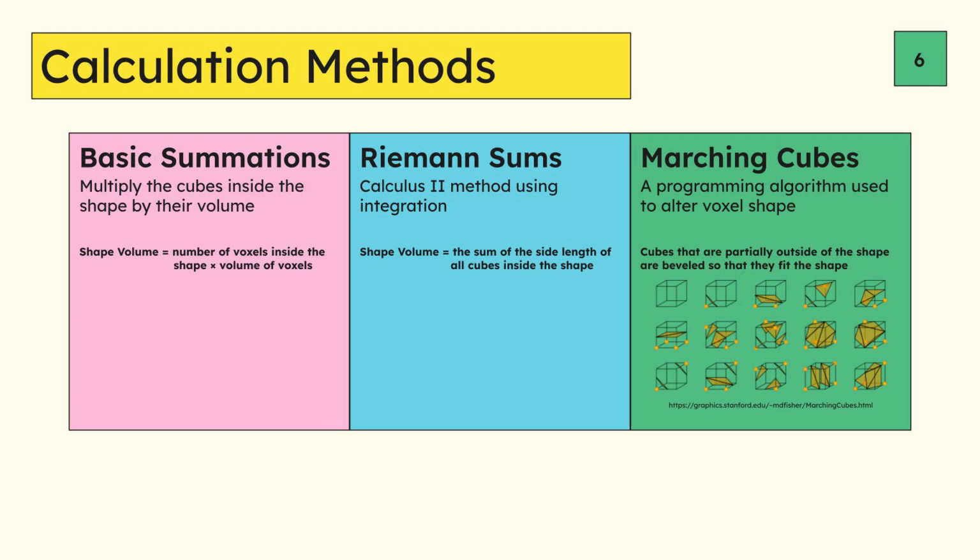To calculate the volume of an object in a voxel model, we count the filled cubes and multiply by each cube's volume. This process is similar to using Riemann sums in calculus, which is approximating a shape by adding up small units. The smaller the voxels, the more accurate the Riemann estimation becomes. There are algorithms that can smooth cubes to make the approximation more accurate. One example is the marching cubes algorithm, which takes the cubes that are partially outside of the shape and bevels them so that they fit the shape better.